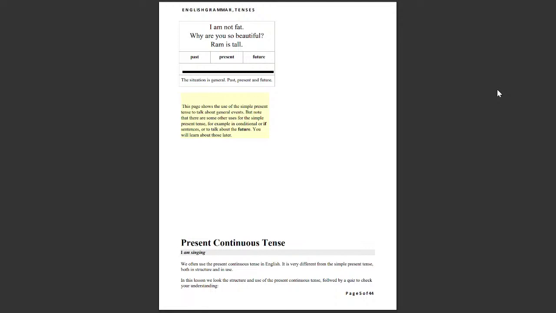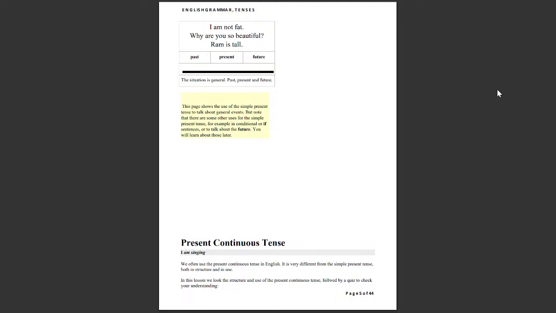So this page shows the use of simple present tense to talk about general events, but note that there are some other uses of simple present tense also. For example, in conditionals or if sentences, or to talk about the future. You can learn about those later. So this is what the simple present tense is about.